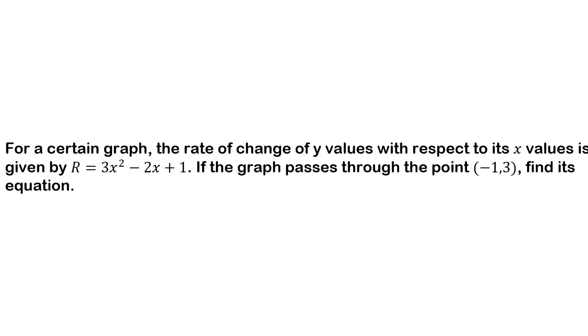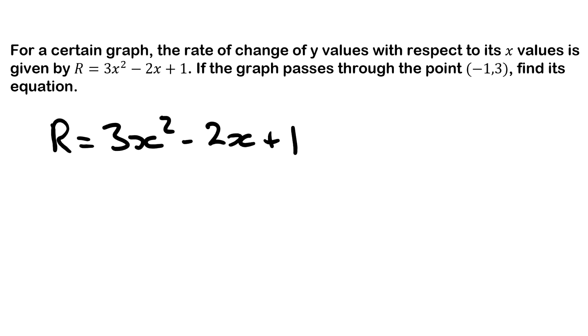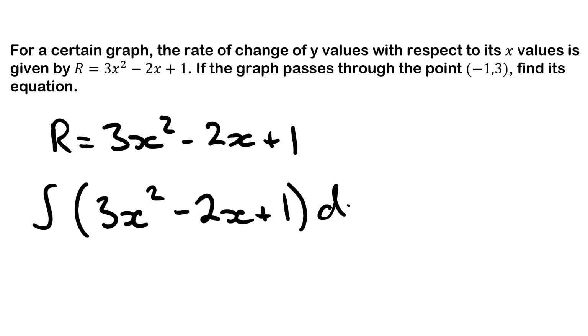So we're going to look at a word problem here. We have, for a certain graph, its rate of change of y values with respect to x values is given by r equals 3x squared minus 2x plus 1. Alright, and if the graph passes through the point -1, 3, find its new equation. So at the moment we've got a rate of change. We want to go back to find its antiderivative. So we have r equals 3x squared minus 2x plus 1. Essentially what we're trying to do is find the integral of 3x squared minus 2x plus 1 dx.